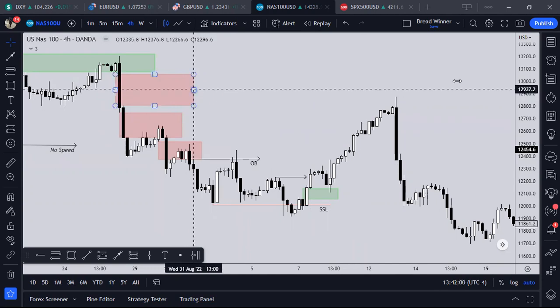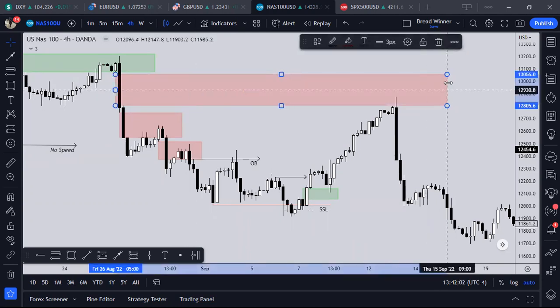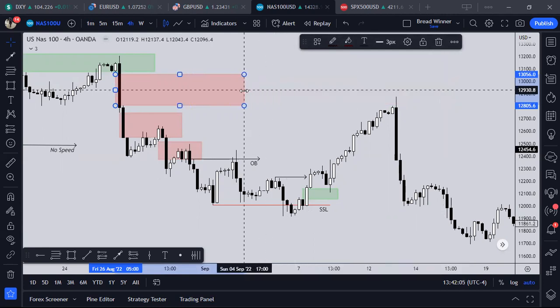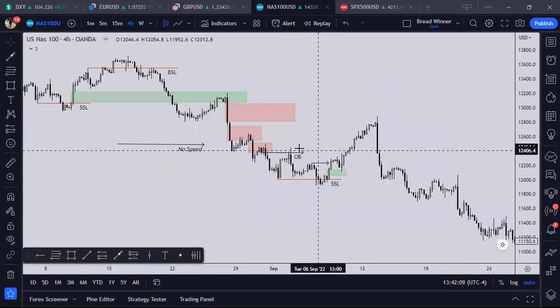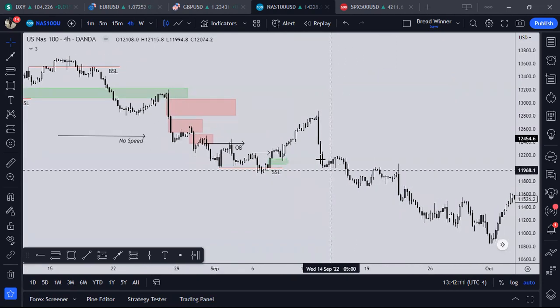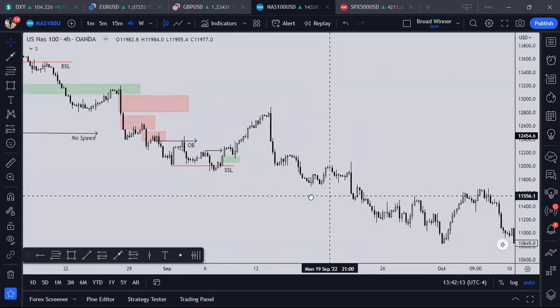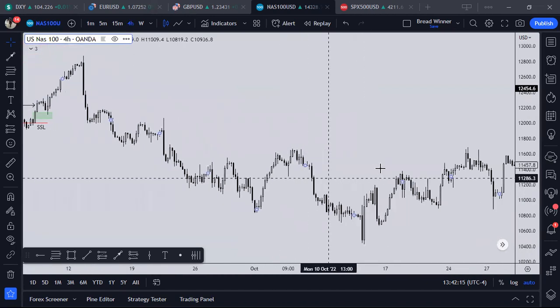Price comes up into imbalance and resists, showing true bearishness. Now we have SIBIs being left open, SIBIs being formed, SIBIs being resisted, no real speed to the buy side, and we go on and on and on.